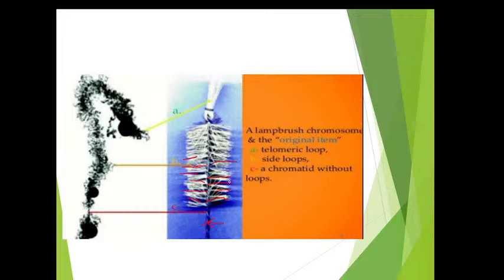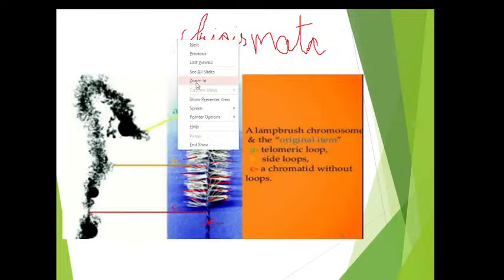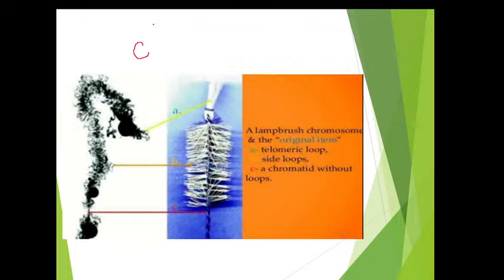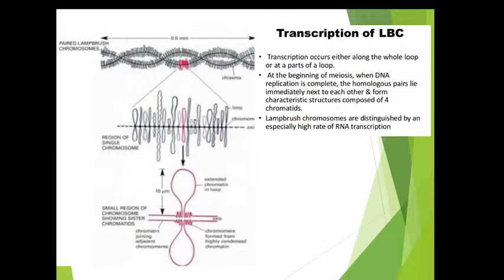That's called the chiasmata. They are joined at a common axis called chiasmata, with the common central axis. So from the common central axis, the lateral loops or side loops arise, which help in the intense production of RNA and proteins. So the loops represent the lateral extended regions of the chromatid.